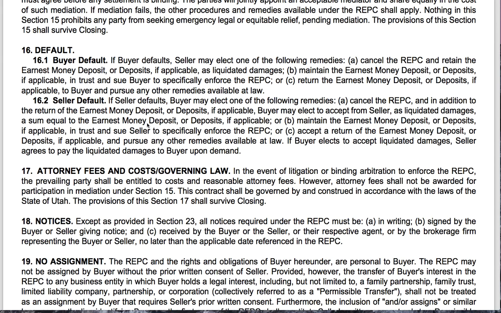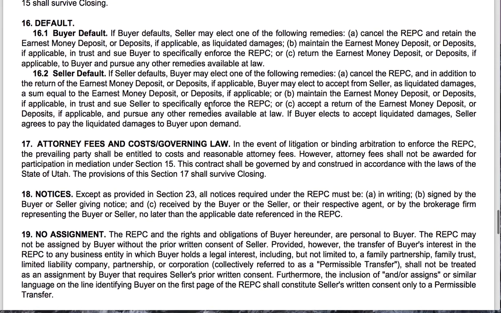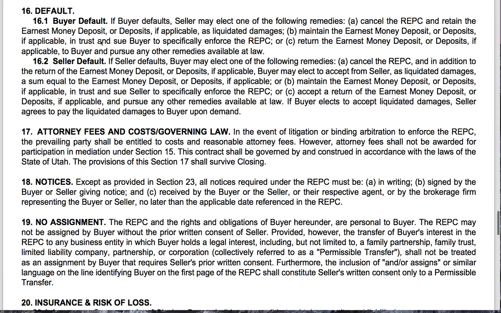Alright, in this video we're going to take a look at page 5, not chapter 5, page 5 of the real estate purchase contract. The first thing you'll see on here is section 16. 16.1 is default by the buyer. If the buyer defaults, the seller has the following options.